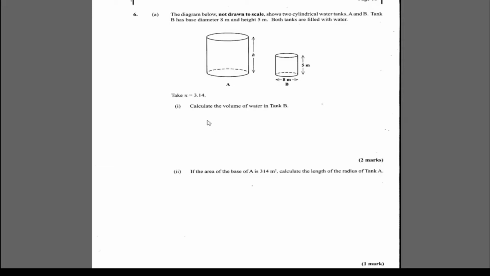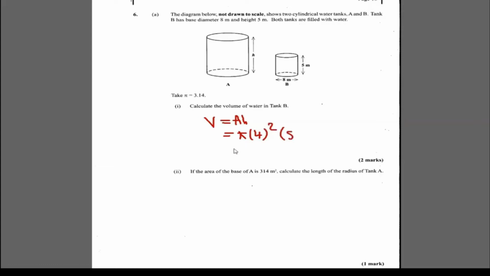Now volume is equal to cross-sectional area times height. Now the cross-sectional area is pi r square. Now the diameter is 8 and so r is 4. So volume is pi times 4 square times the perpendicular distance of 5. So this is the volume.